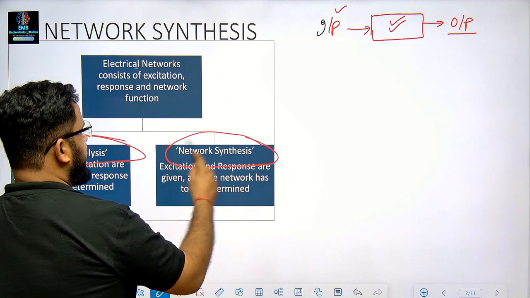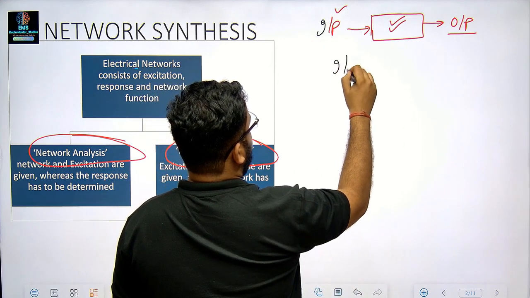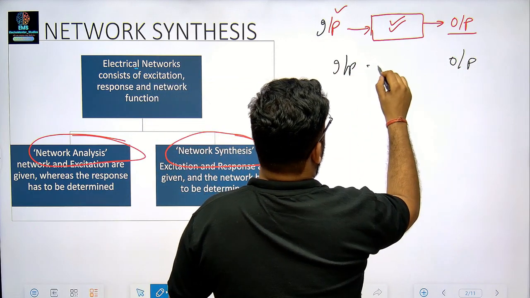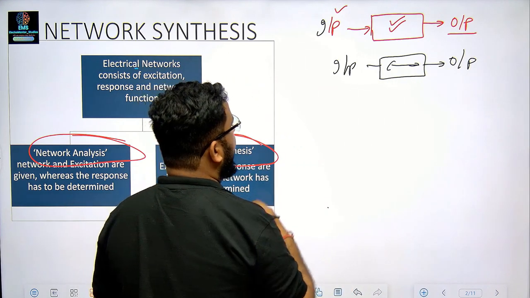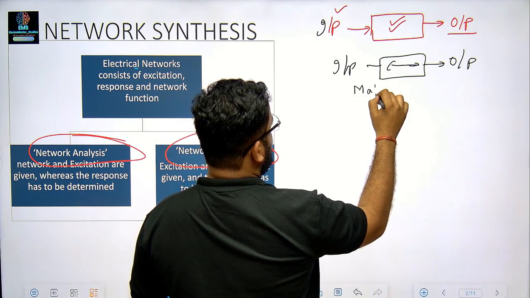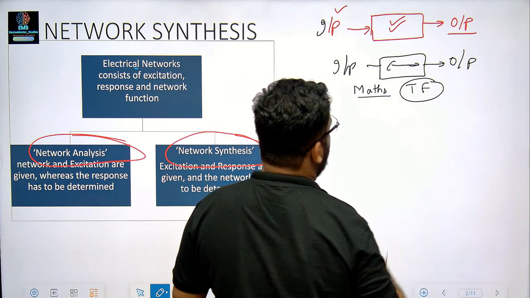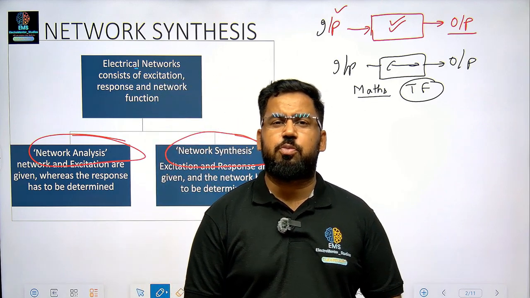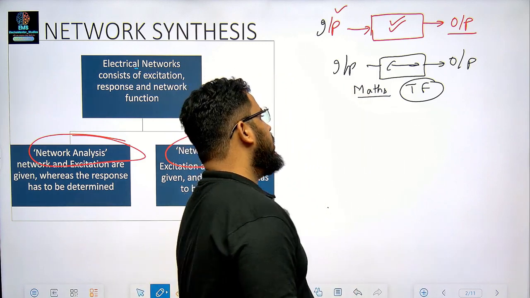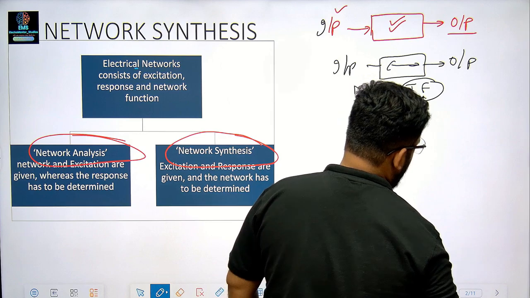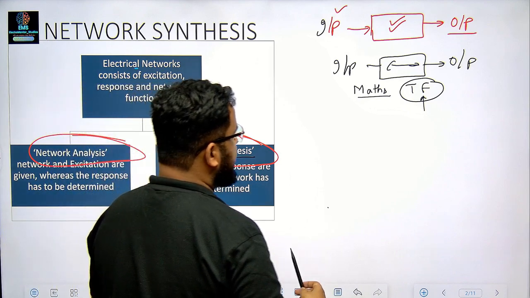On the contrary, what is network synthesis? In network synthesis, we know the input, we know the output we want, but we don't know what this network is going to be. So we try to calculate this using our maths and we get a transfer function. But what about this transfer function? Mathematically, everything is possible. Mathematically, time is defined from minus infinity to plus infinity, but it is not. So we just need to check whether this transfer function is actually realizable or not. That part is known as network synthesis.